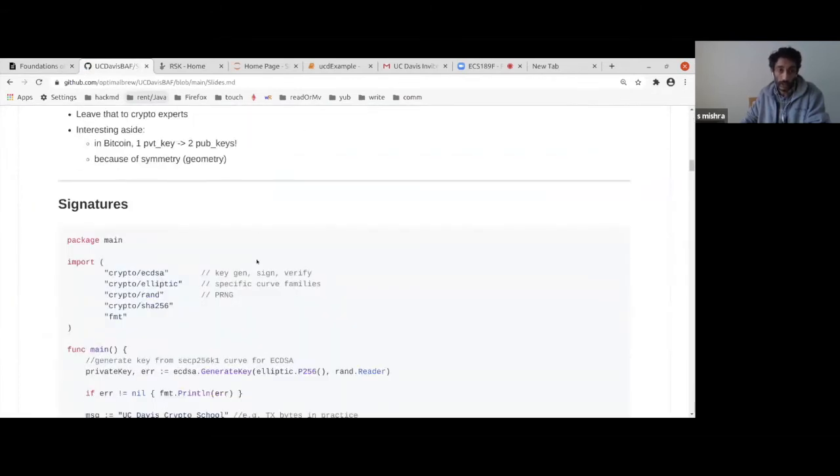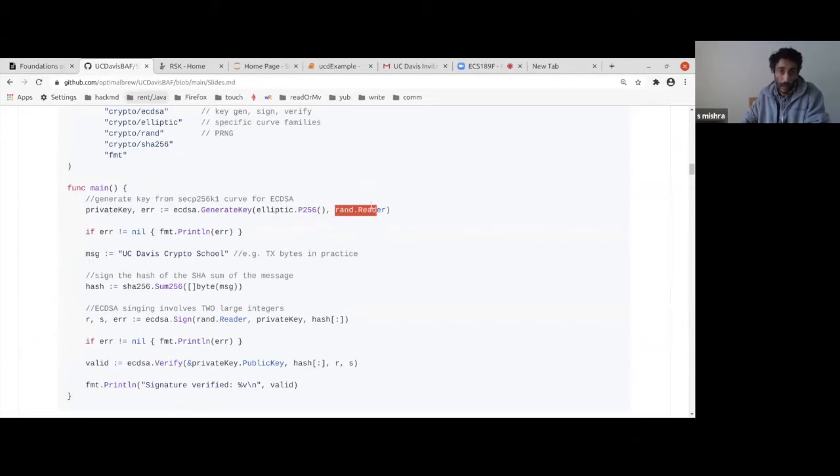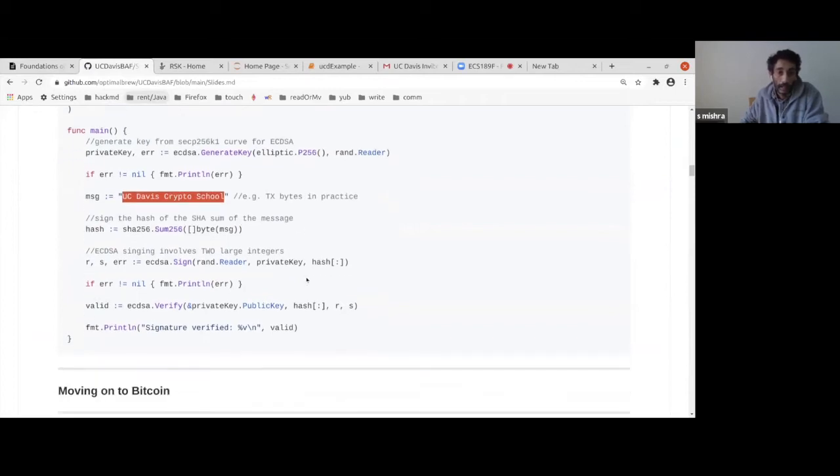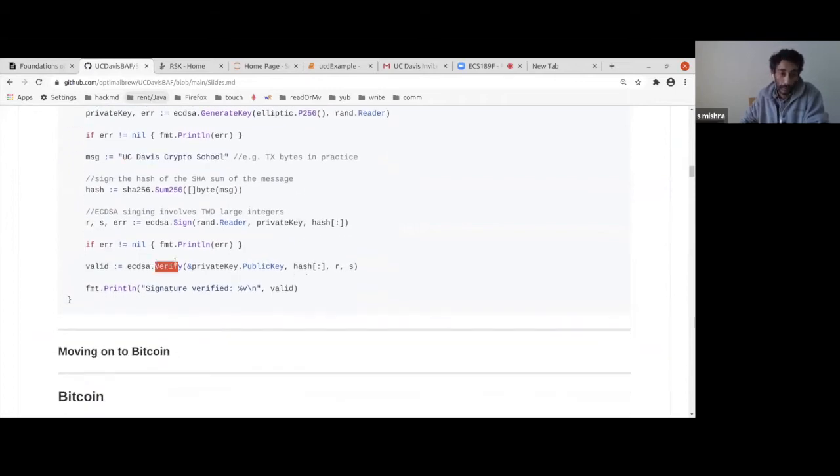So this just demonstrates a simple process: we start with a random number, then use elliptic curve cryptography to generate a private key. In ECDSA, the signatures have two parts, R and S. We use those to sign messages. The message here, for example, is a byte version of some string. And then it's easy for people to verify that the keys used to sign the message belong to the public key associated with it.